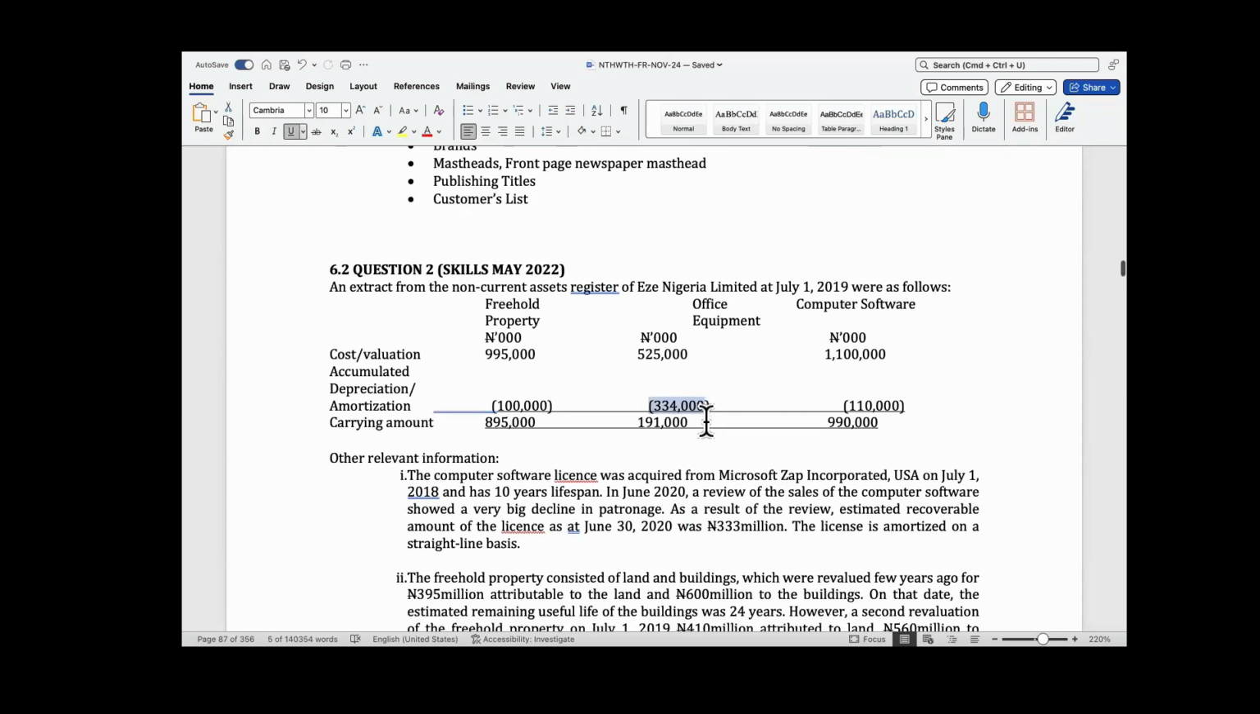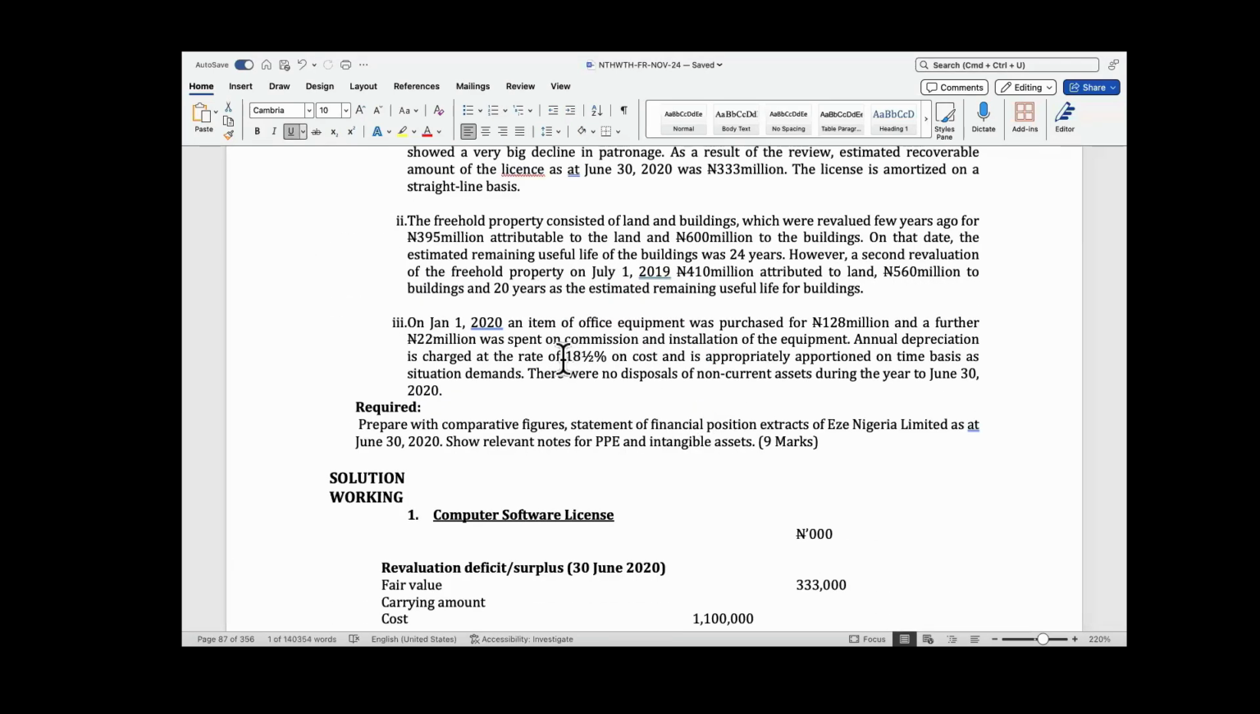So the depreciation method here is reducing balance basis. They didn't tell us whether it's reducing balance basis or straight line basis. So is there anybody that can try? This question did not tell us whether we should use reducing balance or straight line. Which one are we going to use?